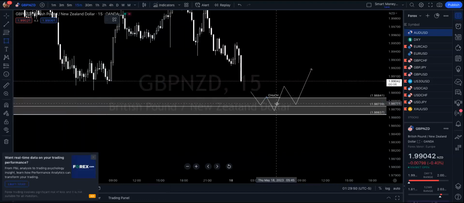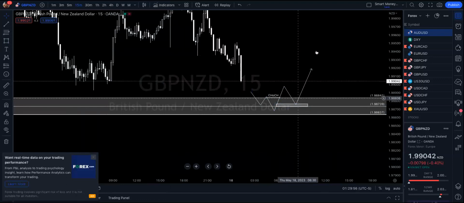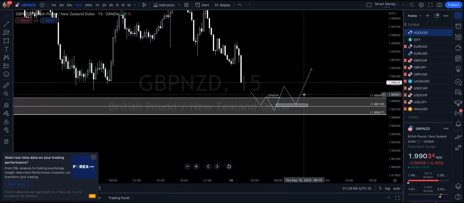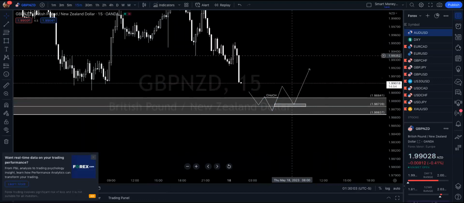Once it tests that zone and we get rejection, take your trade. This is called confirmation. Now, it looks like it might be playing out. So let's take a look and see what happens, because it's moving pretty good right now. If I'm wrong, hey, I'm wrong.